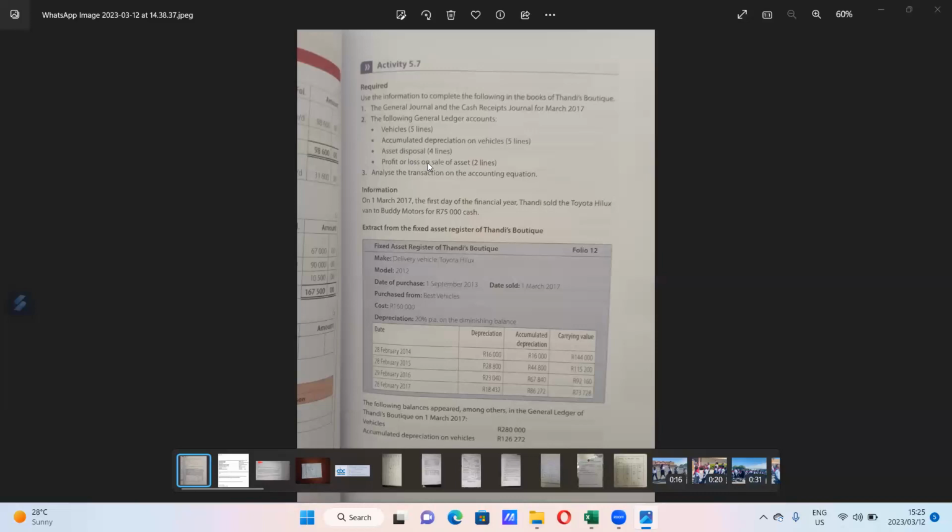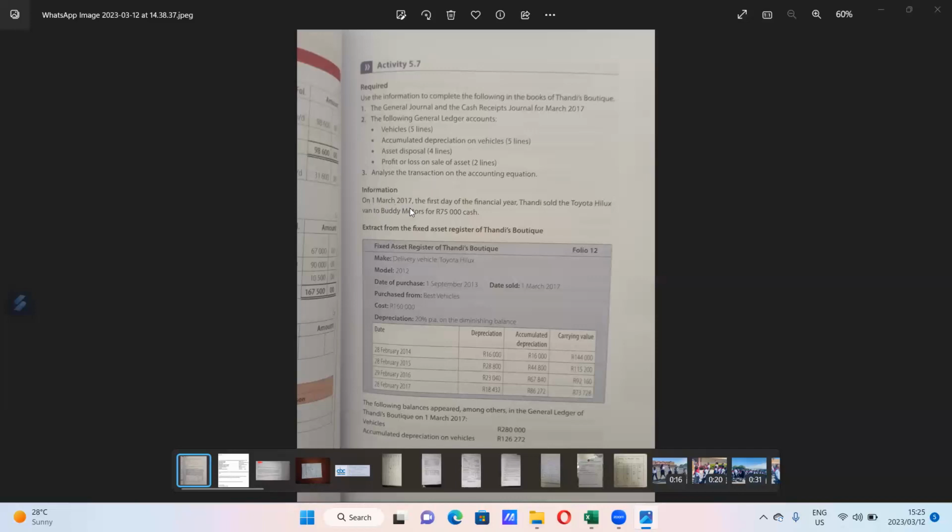If it's a profit, it's going to be on the credit side, just like income. Which means the asset disposal account is going to be debited if it's a profit, and then it's going to be credited in the profit or loss on sale of asset. If it's a loss, it is going to be credited in the asset disposal, and then it's going to be debited in the profit or loss on sale of asset. So a loss will be treated like an expense, so it's going to be debited. We're not going to analyze. Then we go to the information.